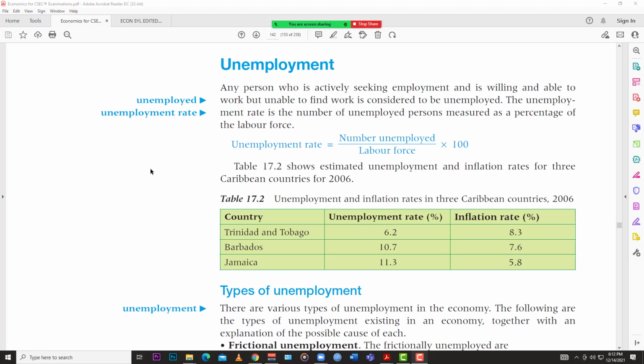So the table here is showing us some stats: unemployment and inflation rates in the Caribbean. Very, very old numbers. We aren't even going through them. Very old numbers, 2006. This book needs revamping.